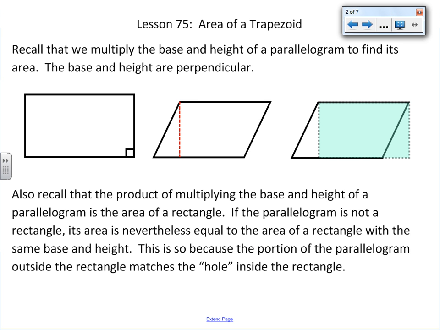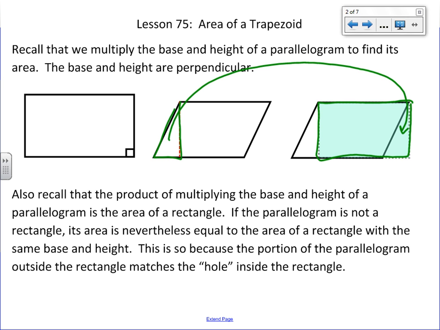What we're talking about today is lesson 75, the area of a trapezoid. Recall that we multiply the base and height of a parallelogram to find its area. The base and height are perpendicular. So for the parallelogram, this is showing that we take this triangle that's left over and put it over here to form this rectangle. That's why we can just take the base times the height. Because we're really just finding the area of a rectangle, it's just shaped differently.